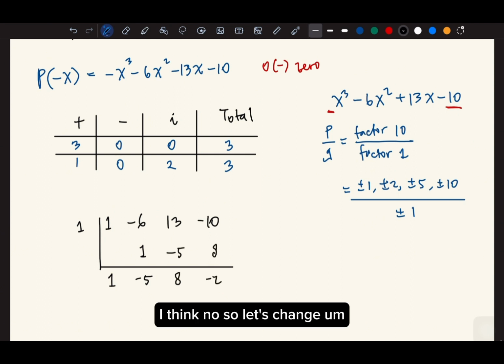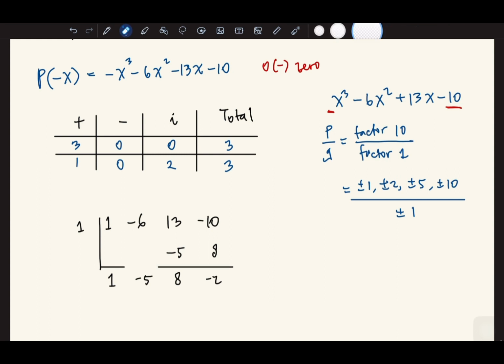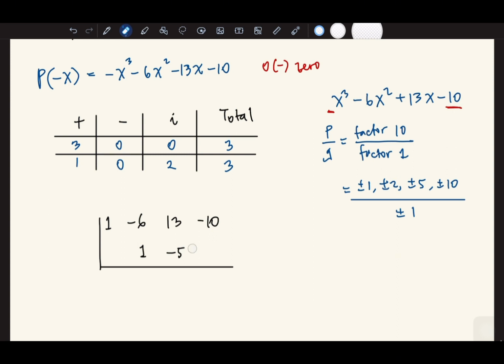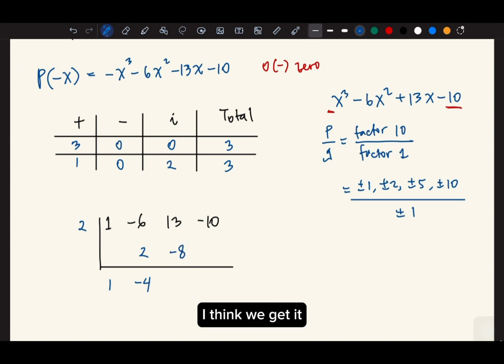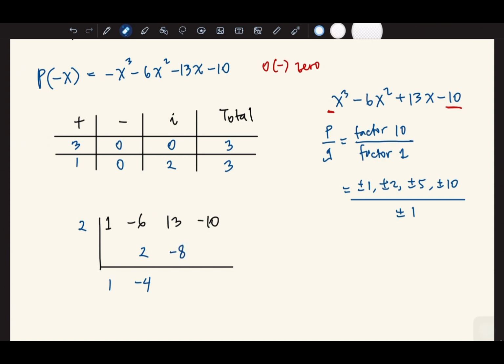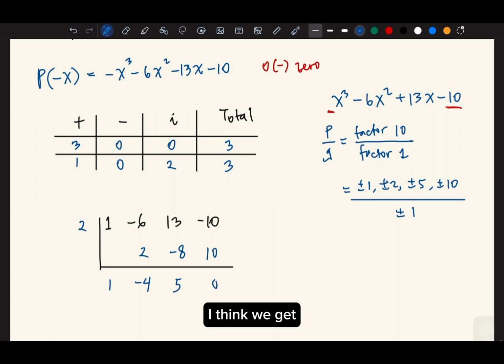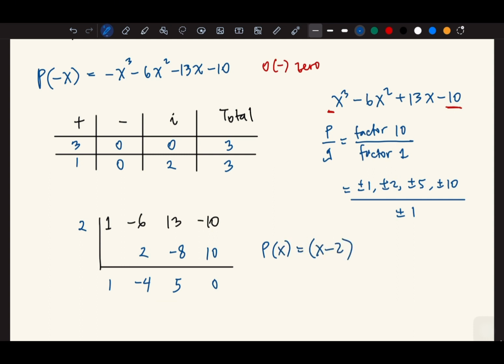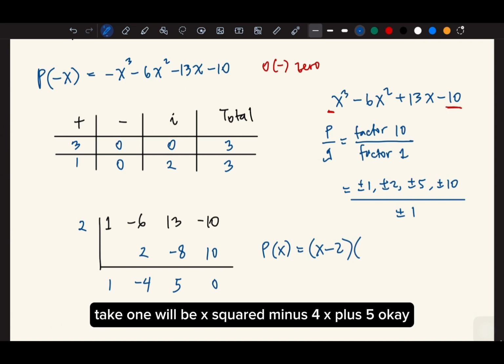I think no. So let's change. 1 is not a zero. Let's take 2. I think we get it. So we can factor out x minus 2, and then this quadratic will be x squared minus 4x plus 5.